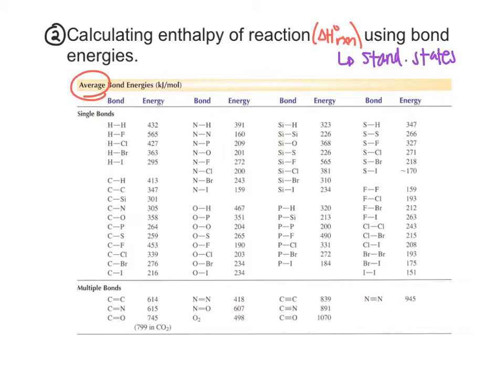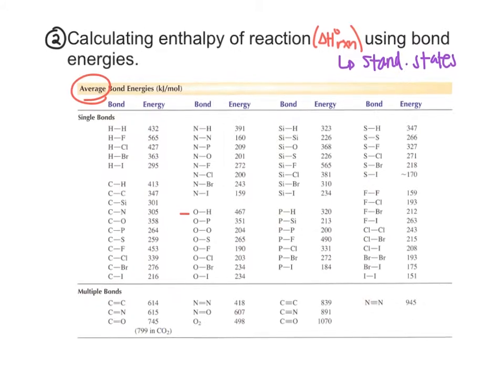So it says right at the top that it's an average bond energy. So what does that mean? Well, the way that they determine the bond energy, how much energy is required to break a bond, is they take a whole bunch of compounds that have these particular bonds in them and they measure the amount of energy required to break those bonds. And they find, for example, with OH, depending on what else that oxygen is bonded to over here, that's going to affect how much energy it takes to break this OH bond.